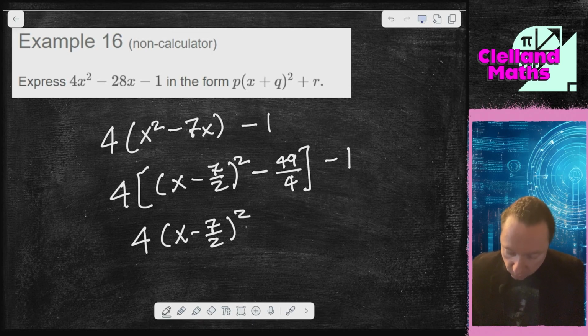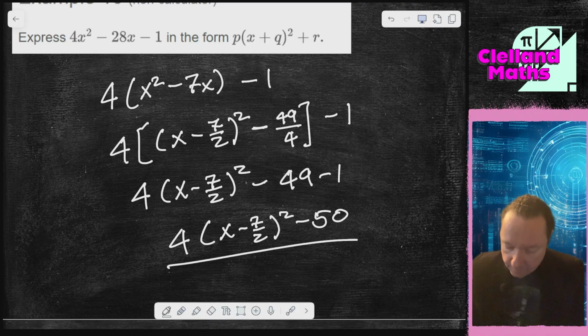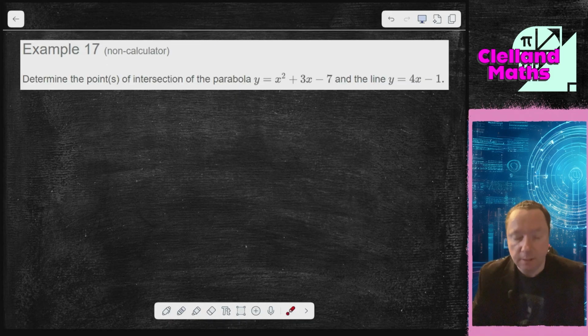4 divided by 4 is 1, so that's just minus 49 and minus 1 on the end to finally give me 4x minus 7 over 2 all squared minus 50. And we're done there.